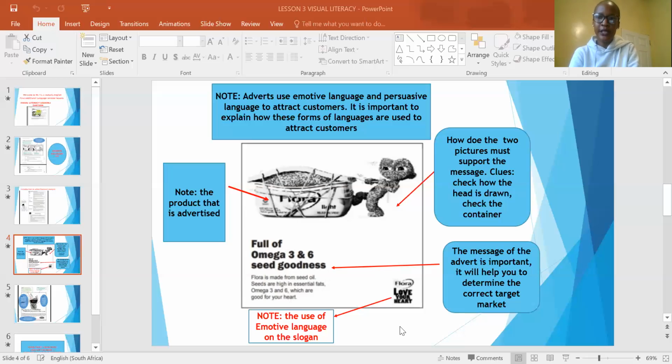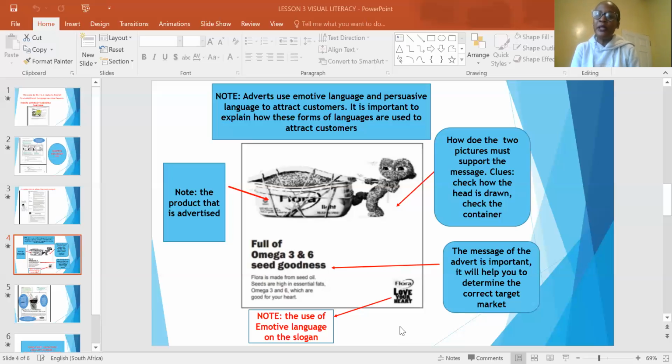Now, especially those who are in grade 12, it is important at this grade to understand the kind of language that is used. Remember, the sole purpose of an advert is to attract the customer. So it is your duty as the reviewer of the advert to see how the advertiser has used the language techniques, font size techniques, picture techniques to attract the customers.